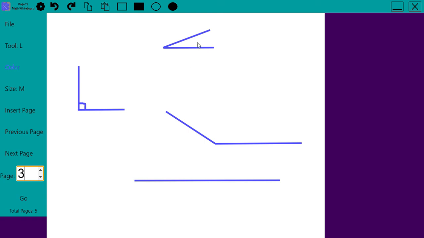Alright, let's try to figure these out. And you should be able to figure these out by yourselves. Right here we got my right angle, my acute, obtuse, and then my straight line.